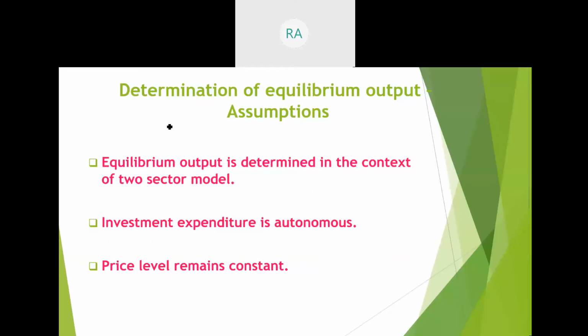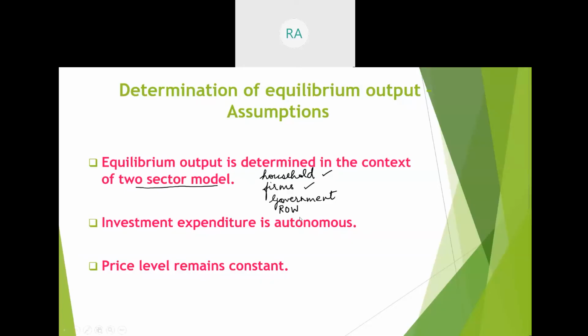Determination of equilibrium output. Let us first know the assumptions before we start the equilibrium income or output. Equilibrium output is determined in the context of two-sector model. So we assume that the economy has two-sector model. It means out of the four sectors, that is households, firms, government sector, and the fourth one, rest of the world, ROW, we are only going to deal with the household and the firms. So these are the two sector model.